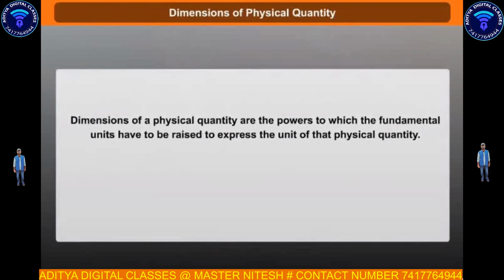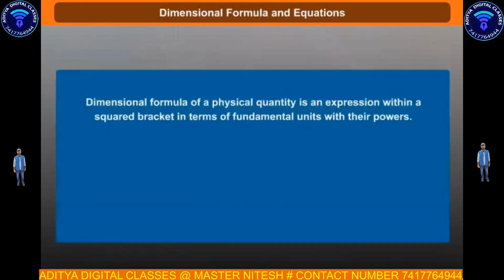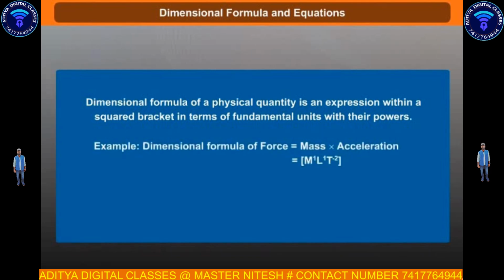Dimensions of a physical quantity are the powers to which the fundamental units have to be raised to express the unit of that physical quantity. All the physical quantities can be written in terms of the dimensions L, M and T. The dimensional formula of a physical quantity is an expression within a square bracket in terms of fundamental units with their powers. Let us take an example. The dimensional formula of force is mass times acceleration, which is equal to [M^1 L^1 T^-2].